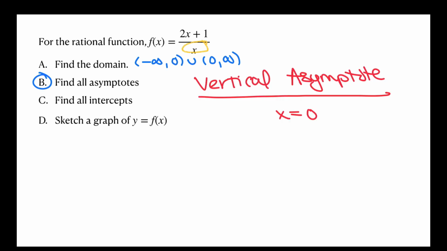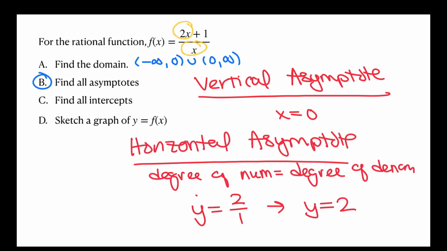Find all asymptotes. To find our vertical asymptotes, we look at zeros of the denominator, as long as there isn't a common factor. In this particular rational function, there's no factoring I can do, there are no common factors. So I'm going to take my denominator, which is x, set it equal to 0, and that's my vertical asymptote.